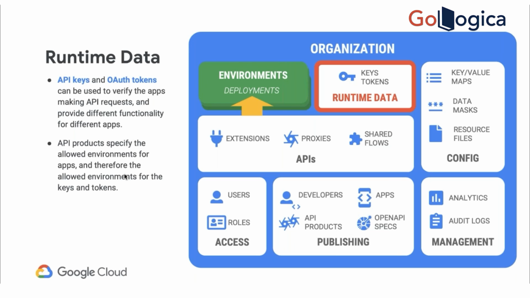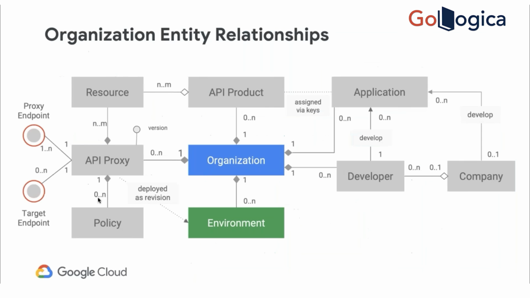In an API product, you can specify the environment. So you can control which proxy this token or API key will have access to, and on which environment. However, the value of that API key or token is unique across the whole organization. So these things we can do with the runtime data and all those things.